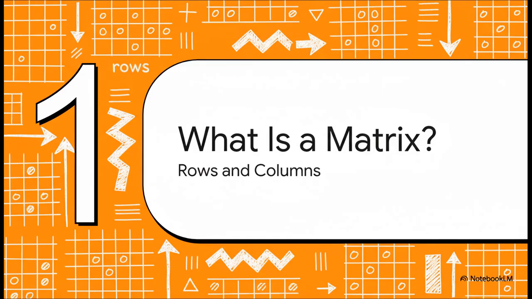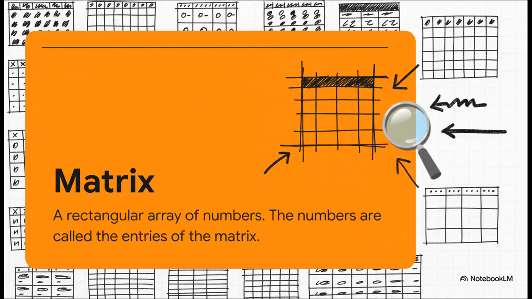Okay, so first things first. What is a matrix really? Well, it all boils down to two simple ideas, rows and columns. Yeah, I know, here's the textbook definition, but trust me, it's super simple. A matrix is just a rectangle, a grid, packed with numbers that are all organized neatly. If you can picture a spreadsheet, you're pretty much there.